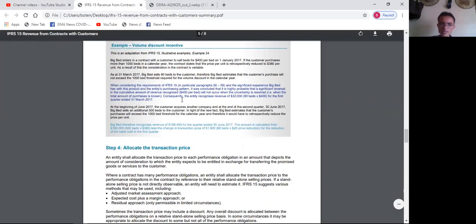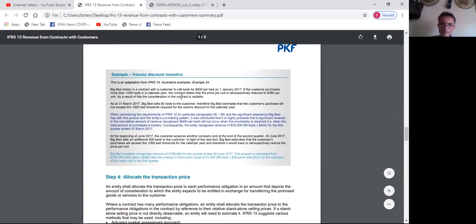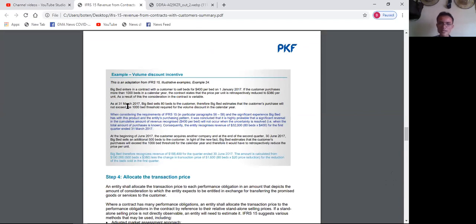Okay, so here is an example given by IFRS 15. In this particular problem, the company is Big Bed. Big Bed sells beds to their respective customers. The beds are priced at $400 per bed. By the way, if you are watching this, you can just pause me at this point and read the problem for yourself. As for me, I was able to read the problem already, so I can go over the details. You can just pause and play if you would like.